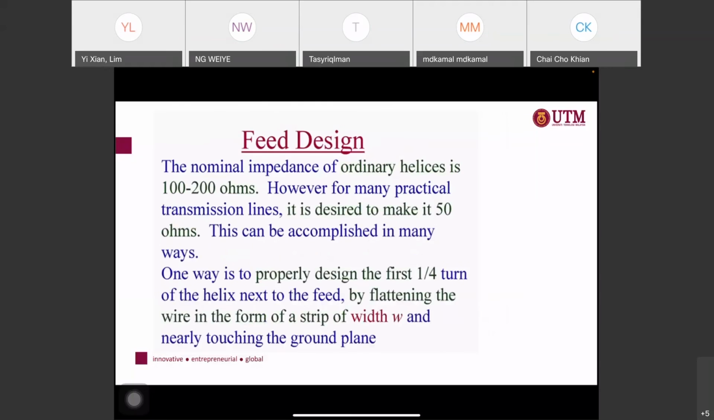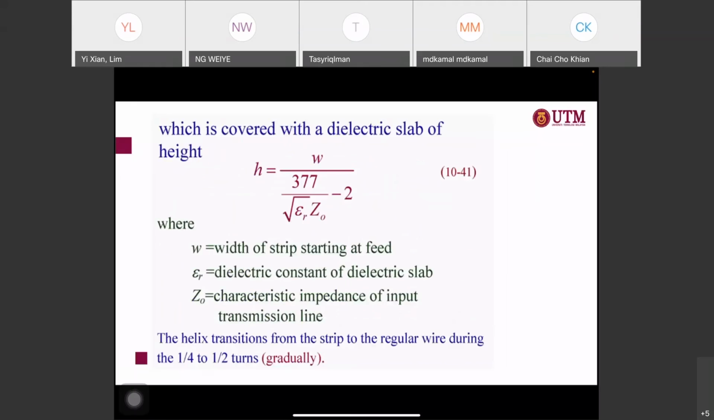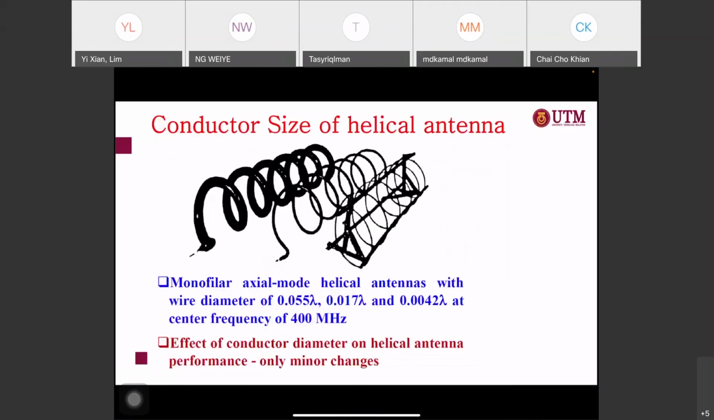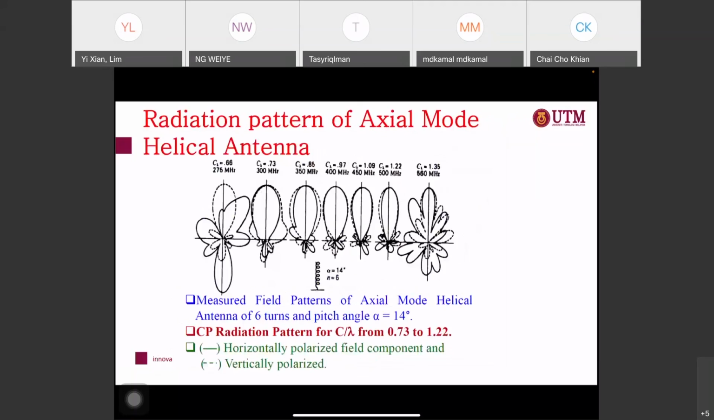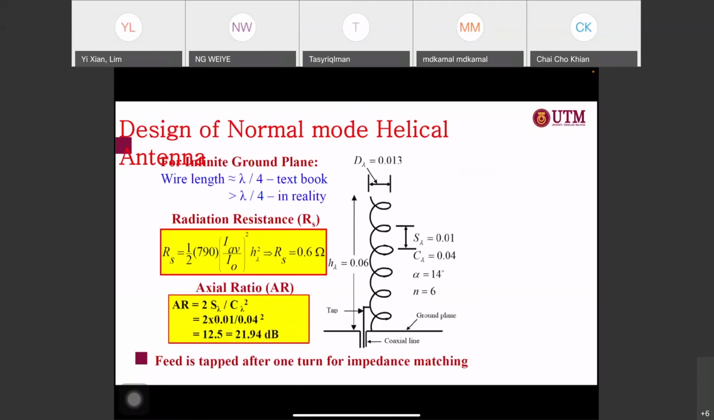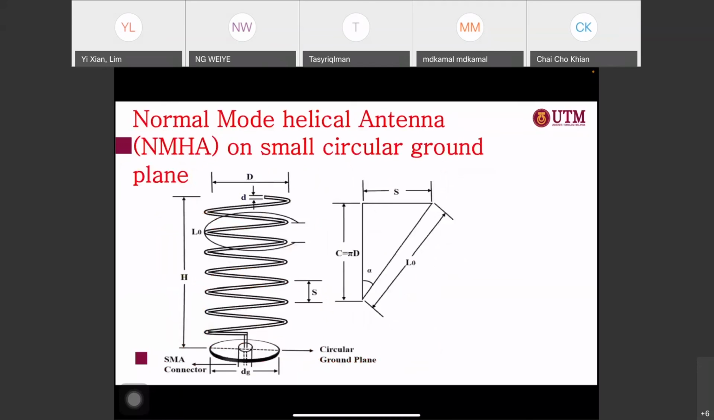So this is about the field design. What happens if you put an axial mode helical antenna with a ground plane here, and then consider the conductor size? The radiation pattern for the axial mode and the normal mode helical antenna, small dipole, small loop, you can find them all. All these values are similar to what we had before. So this is your design for the normal mode helical antenna on a small circular ground.